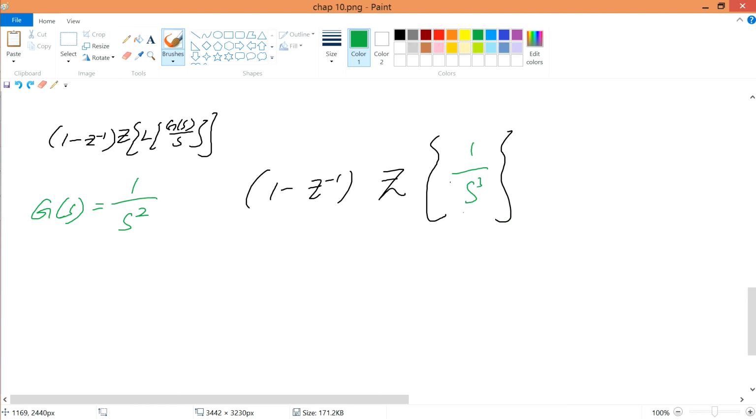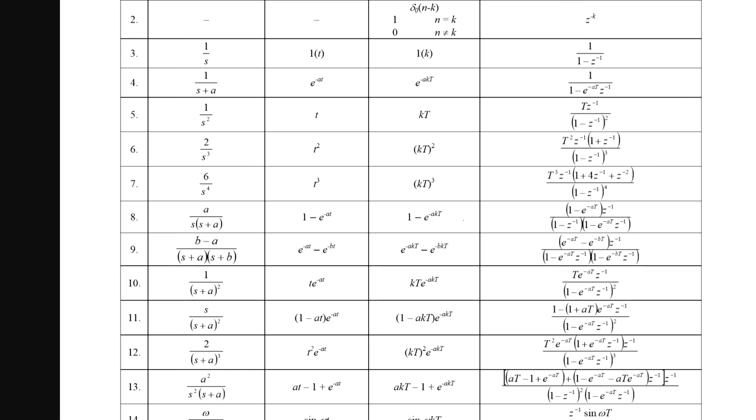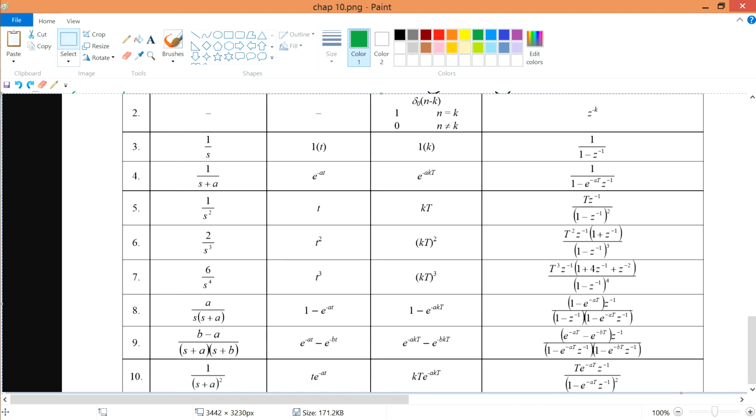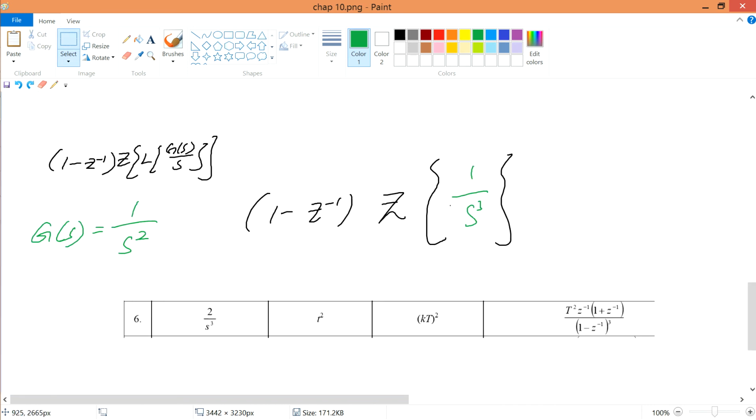In fact, use this table. It is a table of transforms, so you can just download this file, or it's inside your files if you happen to have it, or you can Google search. This thing over here is related to my s cubed, but the table entry is 2 over s cubed, which equals the Z transform of this thing. So 1 over s cubed is this thing divided by 2. So by 1 over s cubed, I can simply rewrite as this.